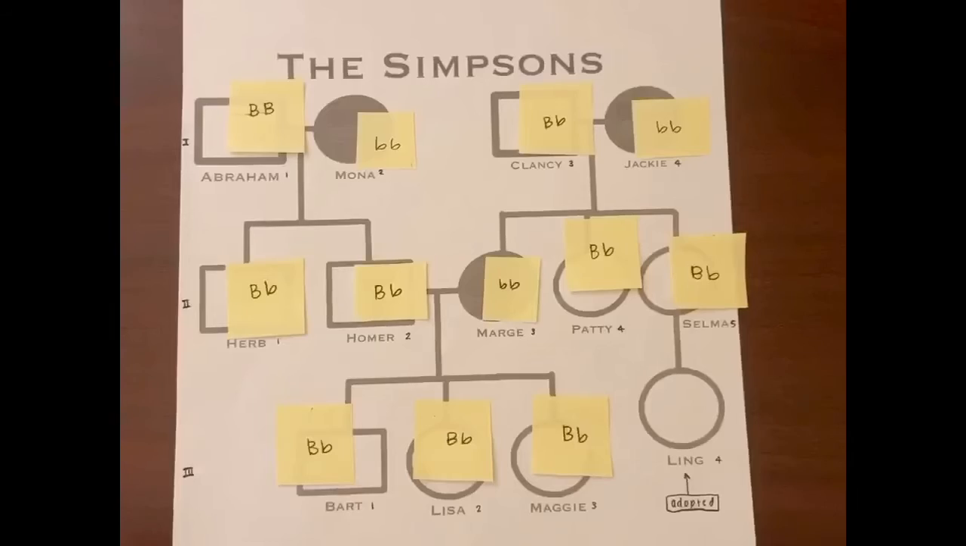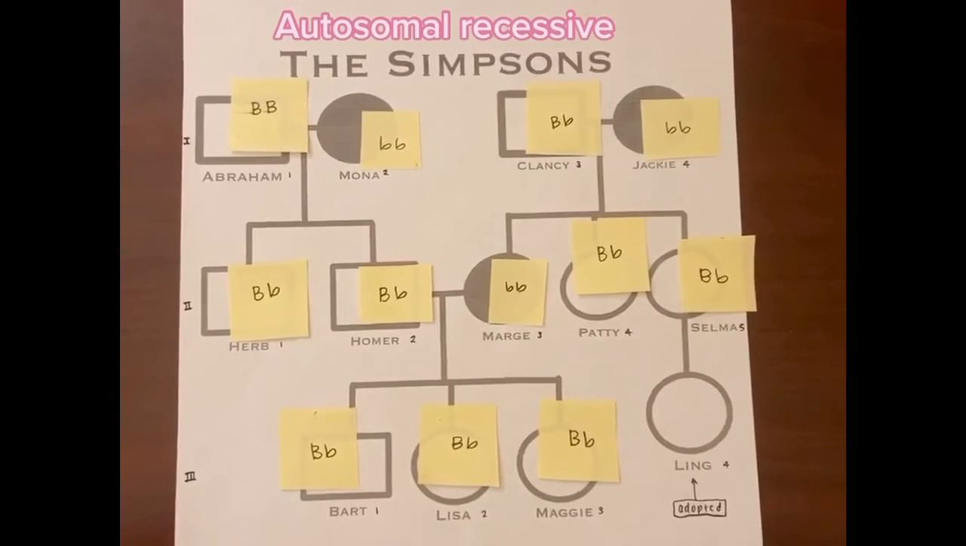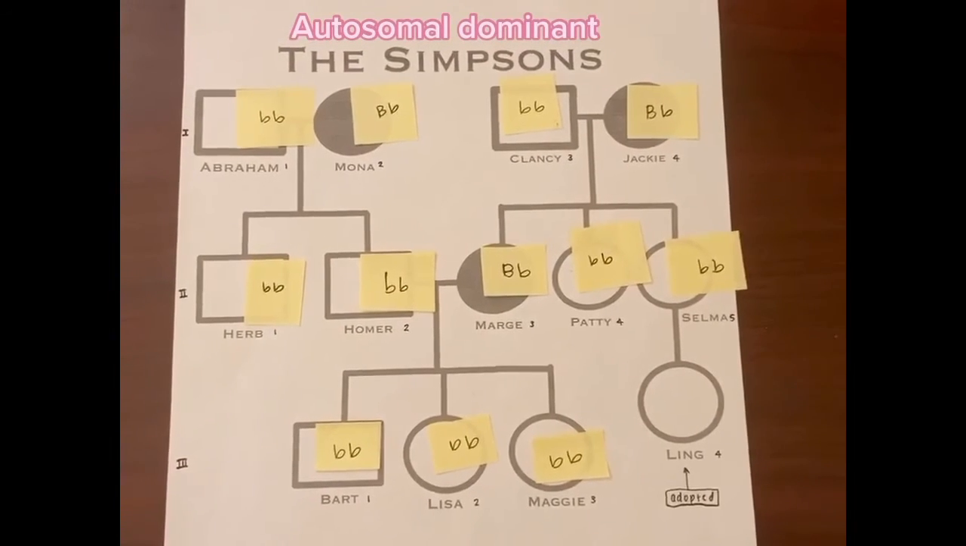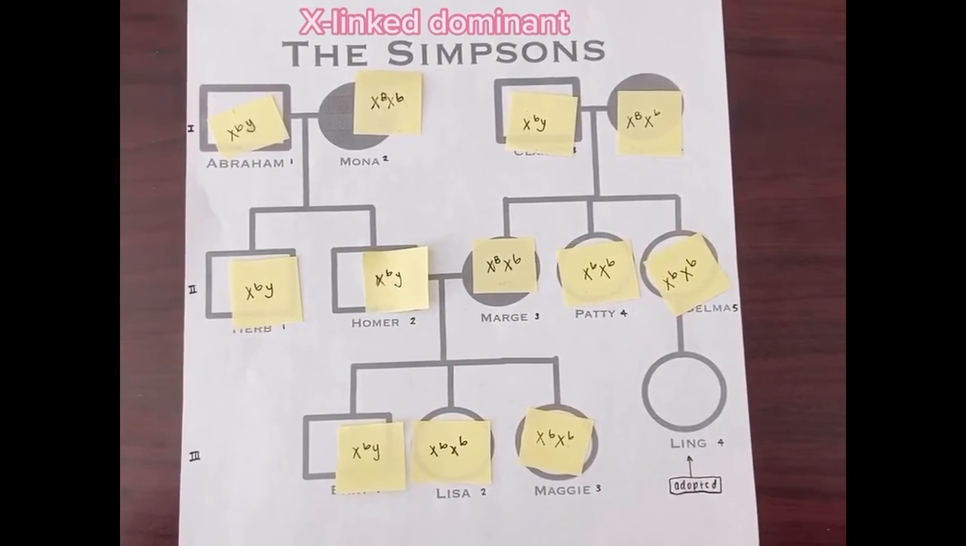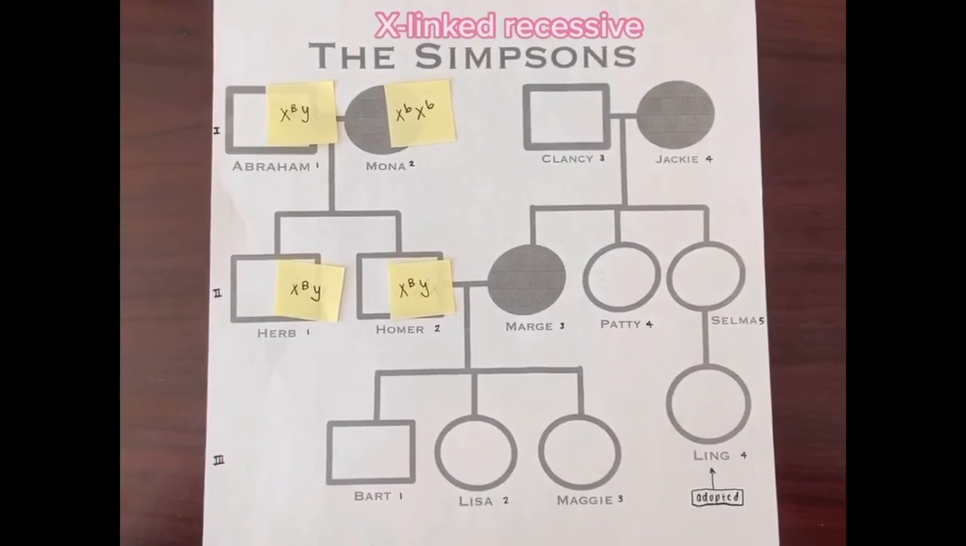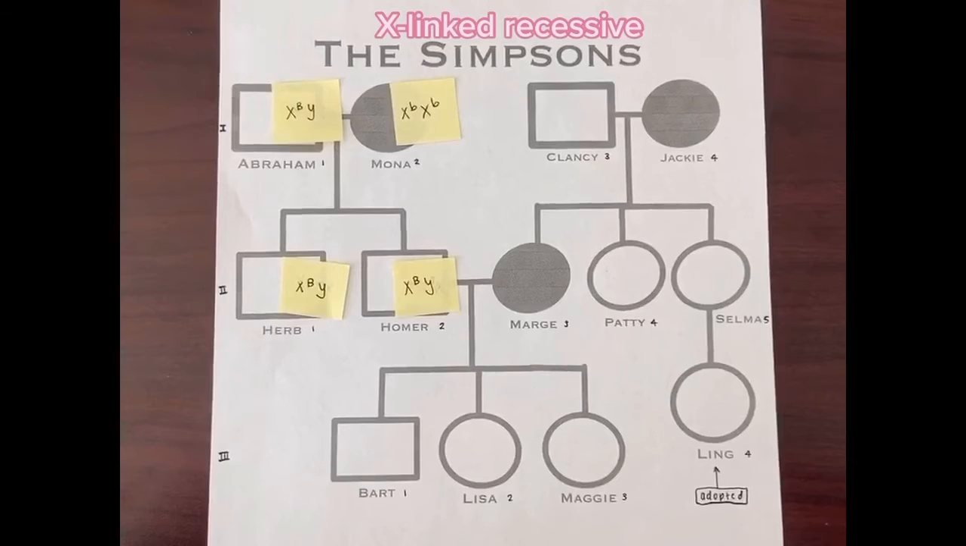Now that we've been over the modes of inheritance, which ones apply to the Simpsons? One mode that is consistent is autosomal recessive, another is autosomal dominant. Lastly, X-linked dominant is shown, which is also consistent. X-linked recessive is inconsistent with this inheritance pattern.